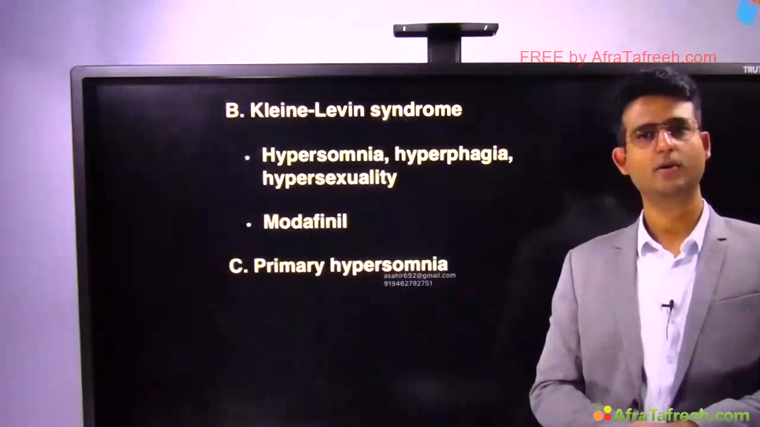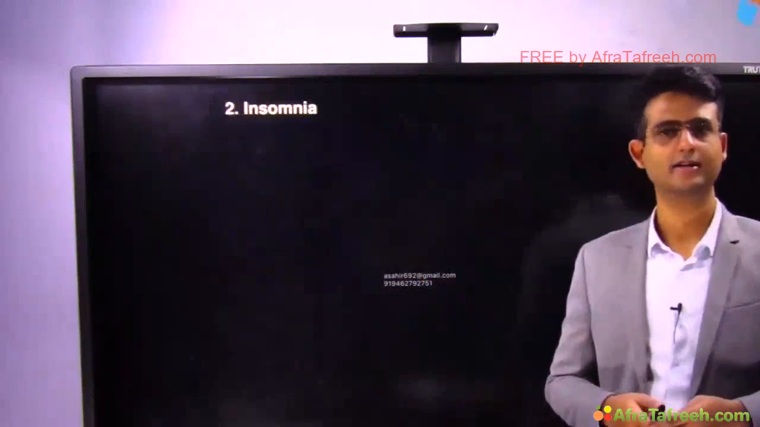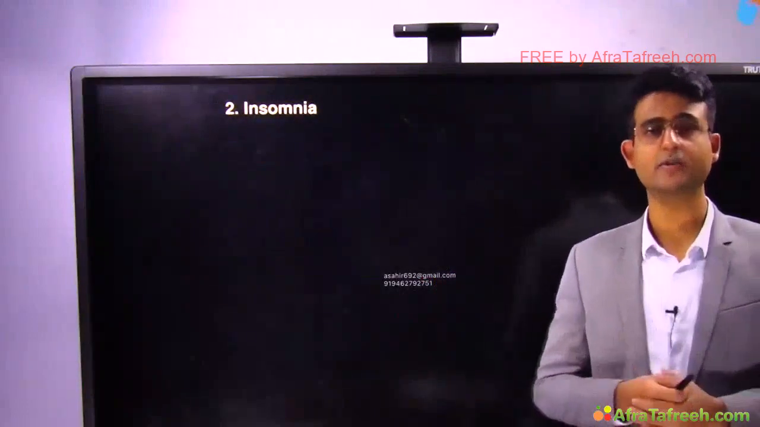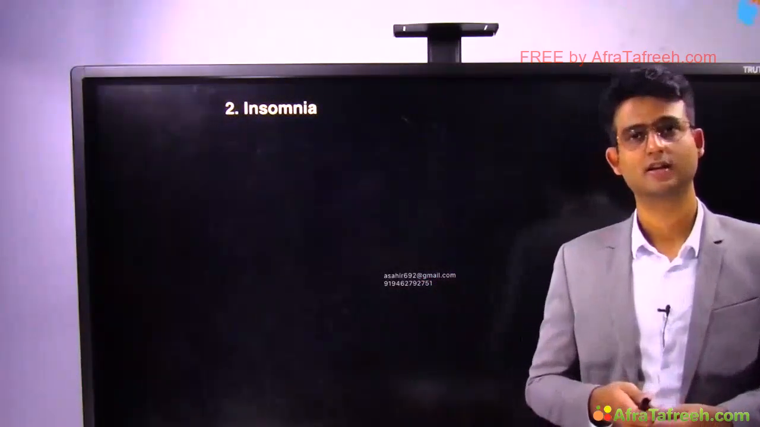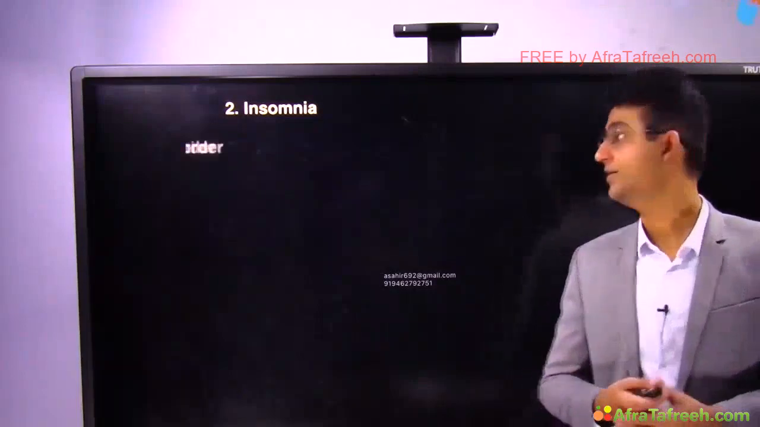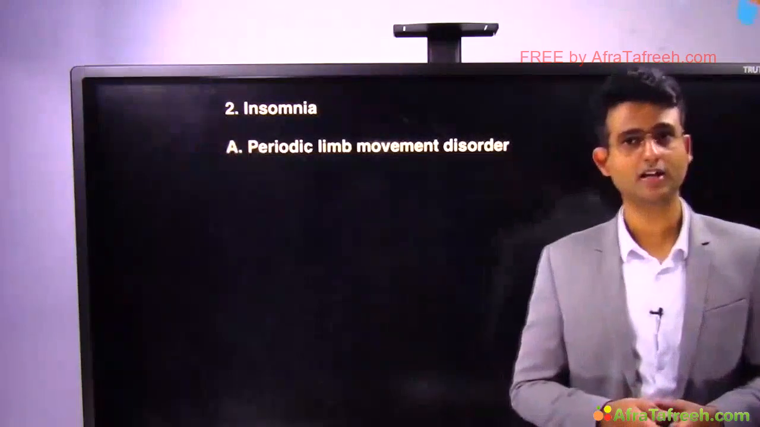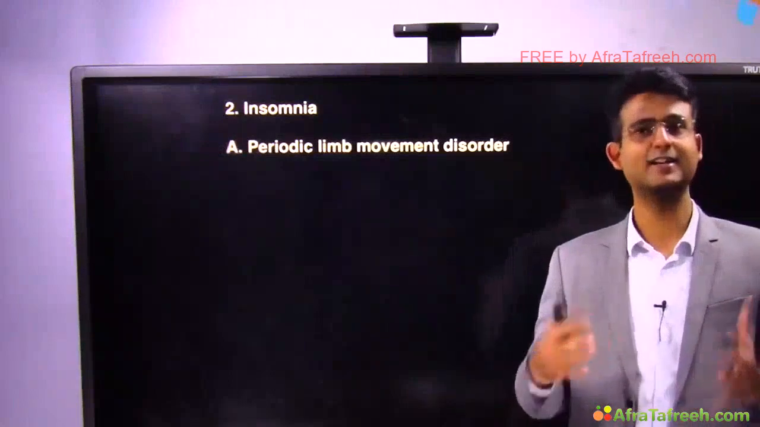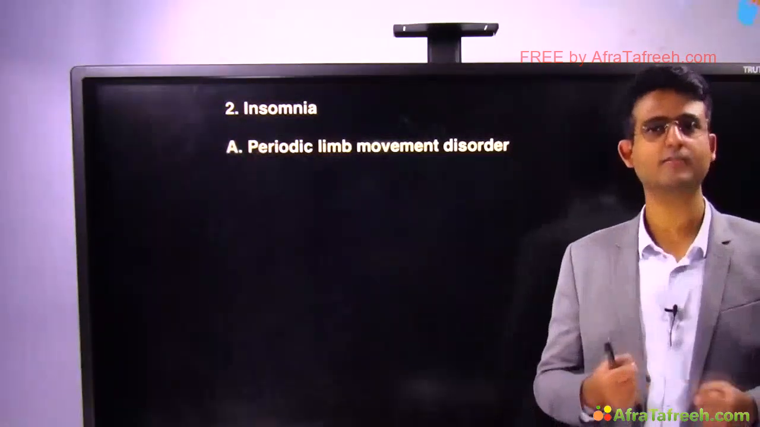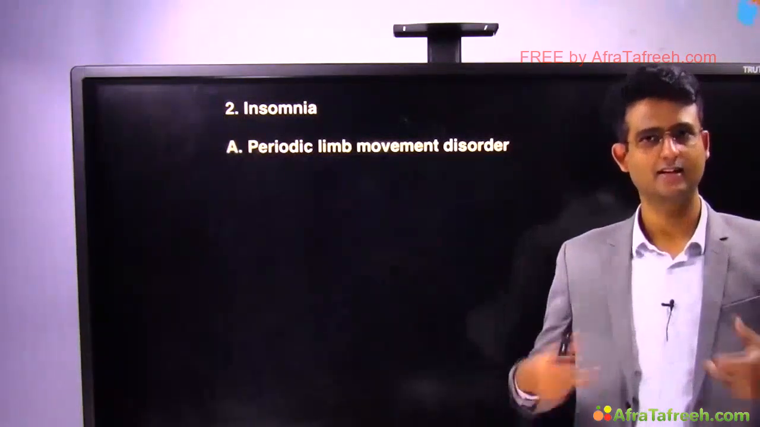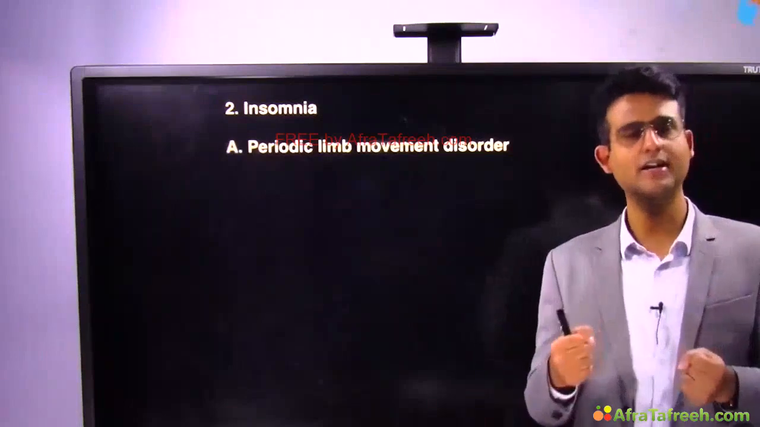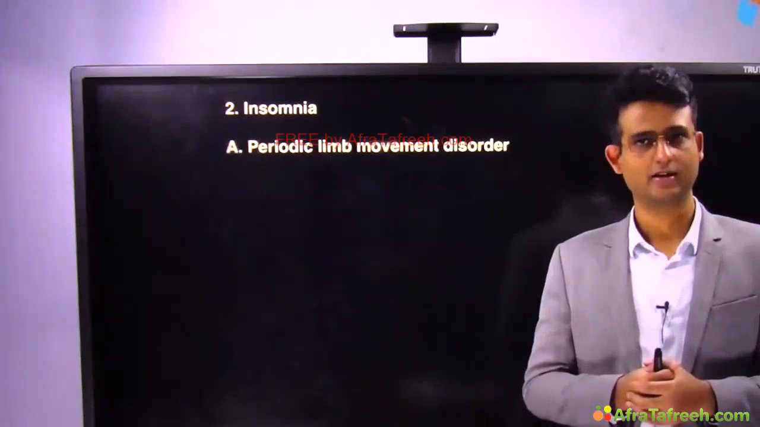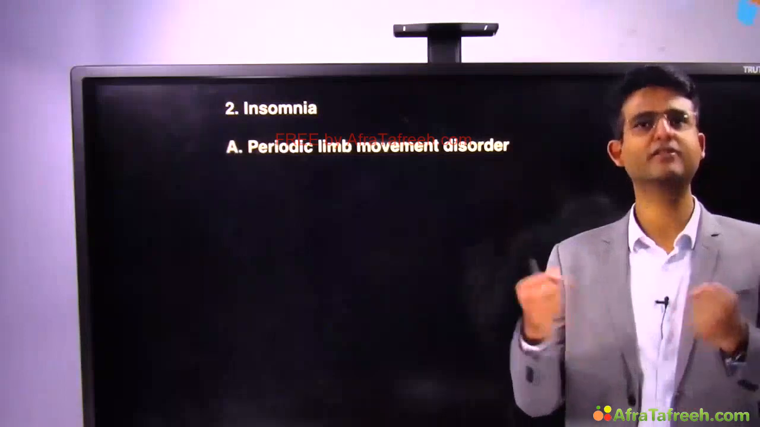All right, let's talk about insomnia now. Again, there are certain disorders that can present with insomnia. Let's talk about them first. The first one is periodic limb movement disorder. Periodic limb movement disorder is basically characterized by sudden contraction of a muscle group, usually the legs. The leg muscles suddenly contract while the person is sleeping, and the patient will move.